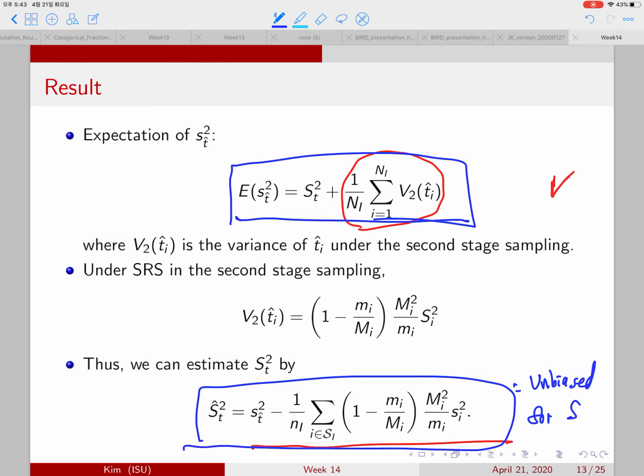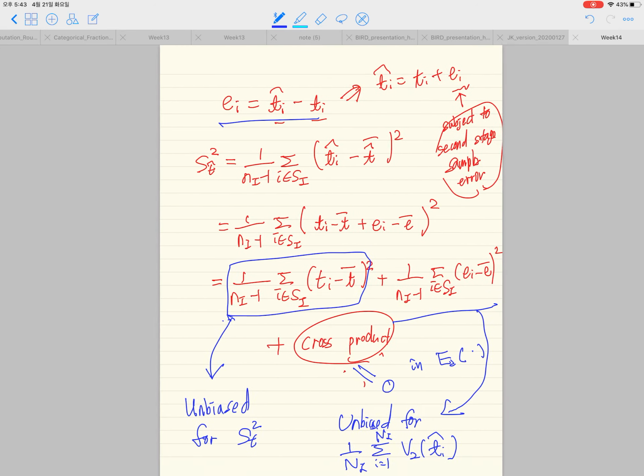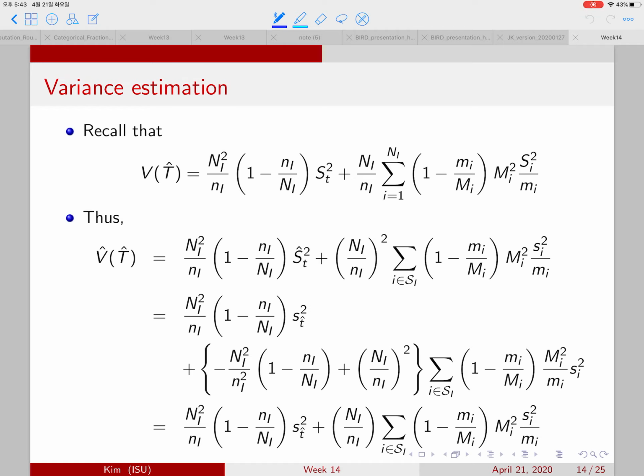for S_T squared, right? So then you can basically plug in. This is your variance form. This is what you want. And now you know how to obtain an unbiased estimator. And the second part is easy, right? That's what I already talked about. And then do some algebra. And so for this one, you basically plug in what?